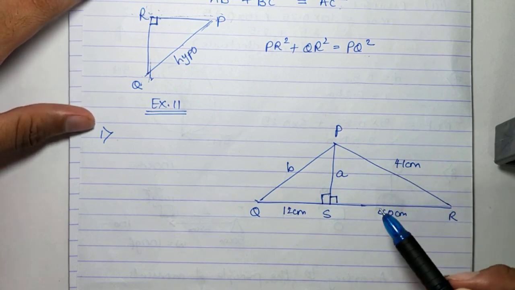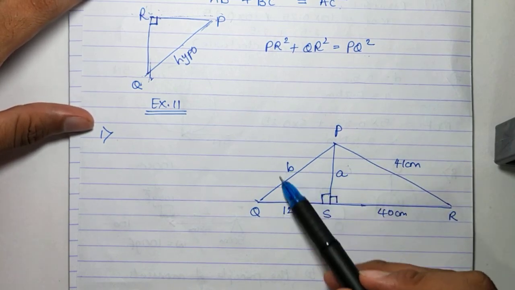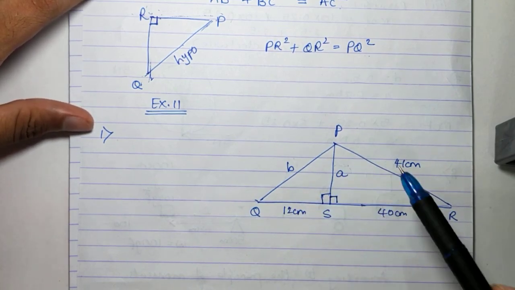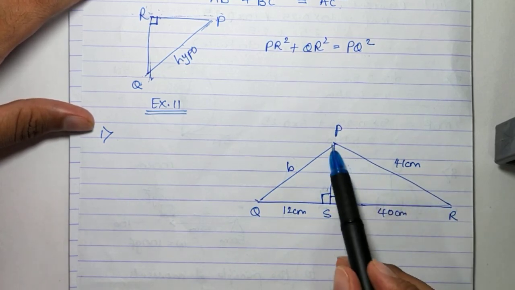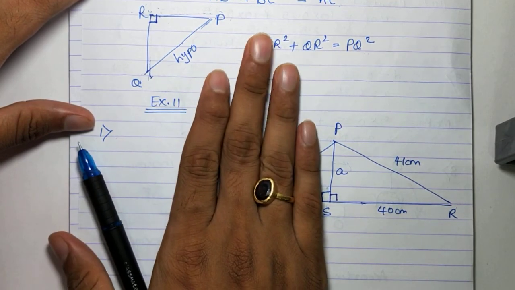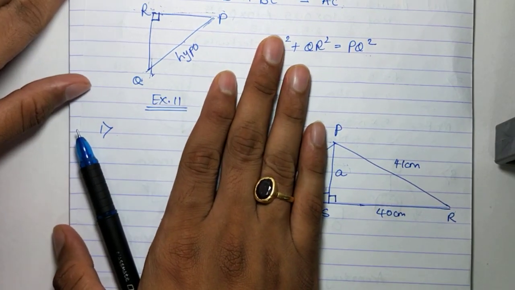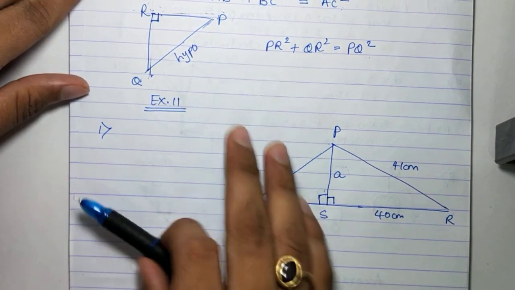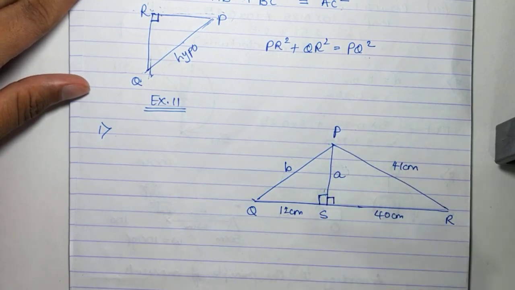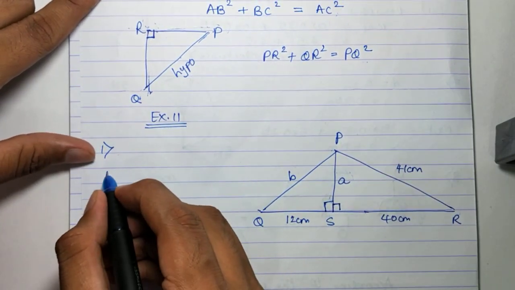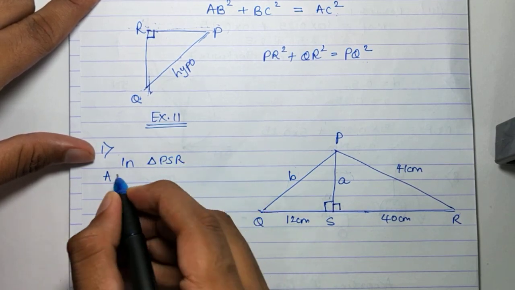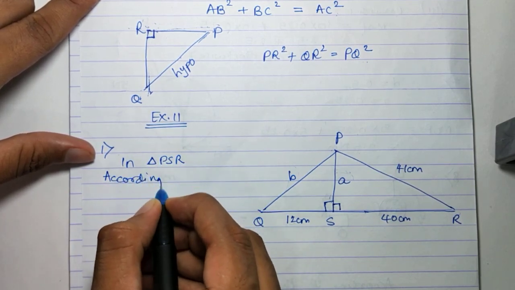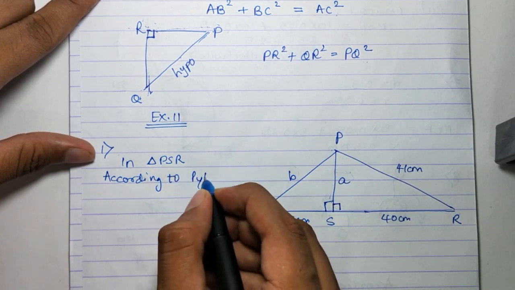Now we have to find the values of A and B. Let's find A first. Now A is a part of this triangle PSR. You can see this triangle PSR. If I cover this triangle here, this PSR is a right angle triangle. Okay, so this PSR is a right angle triangle. So I'll write, in triangle PSR, according to Pythagoras theorem.